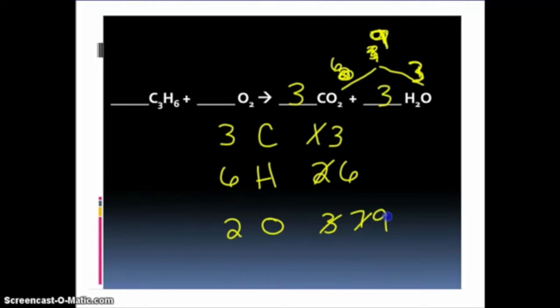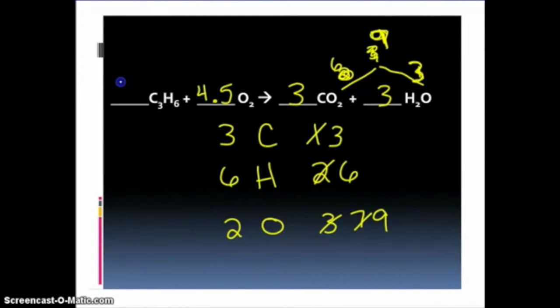Okay? Now, here's where it gets a little funky, right? What times 2 gives us 9? 4.5. Okay? Here's the issue. You can't have half of an O2 molecule. It just doesn't work. Well, to get rid of a half, you multiply everything by 2. We're going to multiply all the coefficients in this problem by 2.